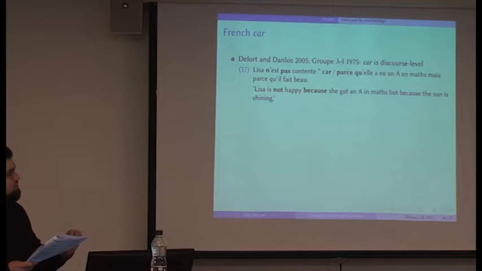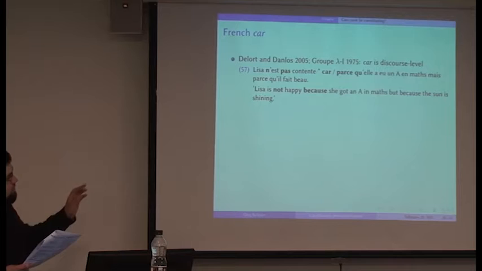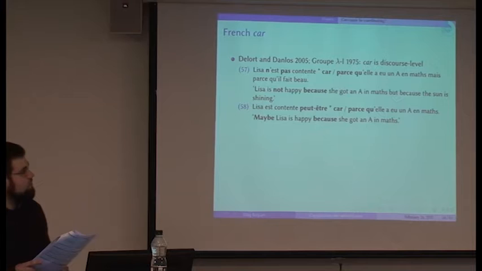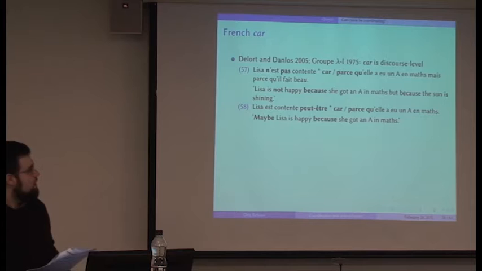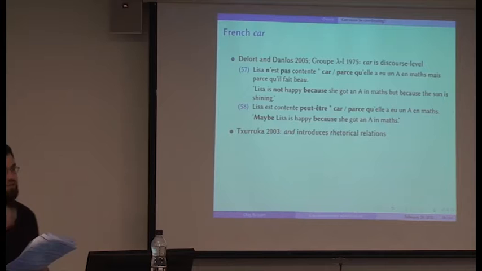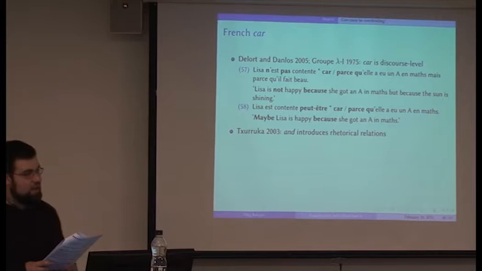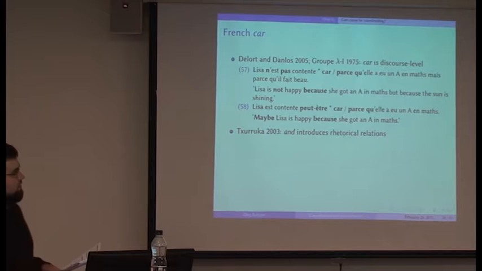You cannot put the causal meaning within the scope of negation with car, but you can do this with parce que. And similarly, within the scope of an epistemic operator like maybe, you can put the causal meaning implied by parce que, but you cannot do the same thing with car, this coordinating causal meaning. So the idea is that car is a discourse-level conjunction which introduces rhetorical relations rather than asserted predications. And again, this finds its correspondence in work on the semantics of coordination. So in Txurruka 2003, it has been argued that and also introduces rhetorical relations rather than assertions on the temporal order or causality between the two clauses.